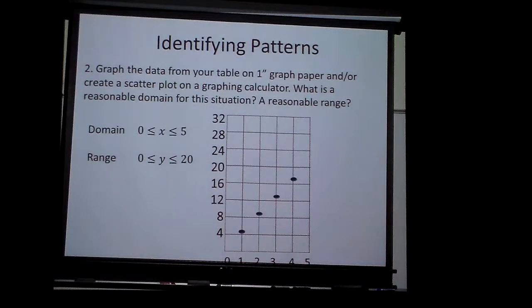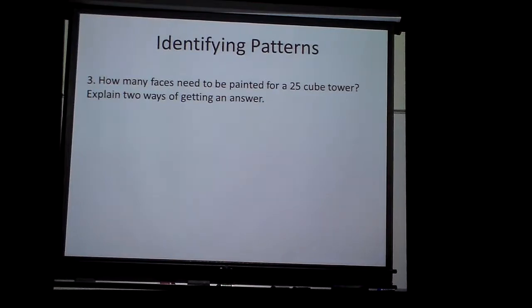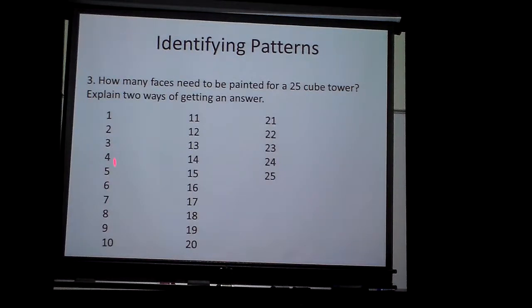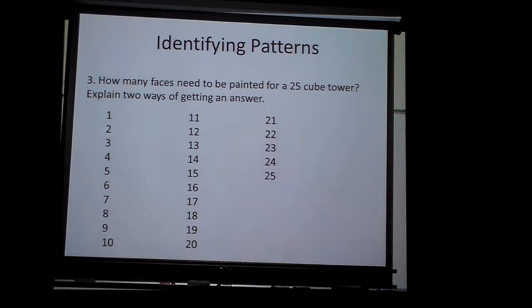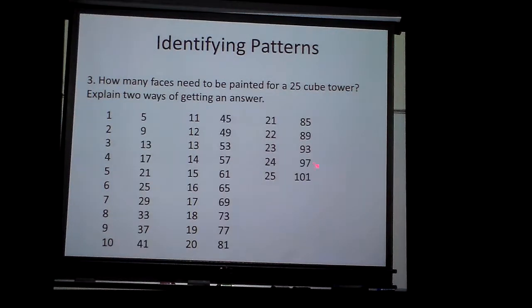So here's my question for you to think about. How many faces are needed to be painted for a 25 cube tower? Let's try to find 2 ways of getting an answer. You can pause and think about it, but I'm going to go on. Well, one thing I could do is keep counting, 1, 2, 3, 4, 5, 6, count to 25, and realize my numbers keep going up by 4. Now that would take a long time and I'd have to write a lot, but I would get there eventually. Notice all these numbers keep going up by 4, and I got to 101. See that? My 25th one makes 101.